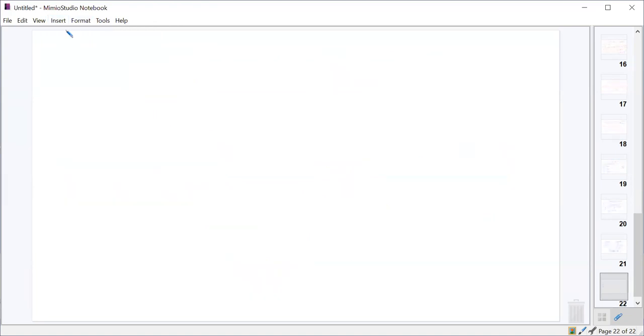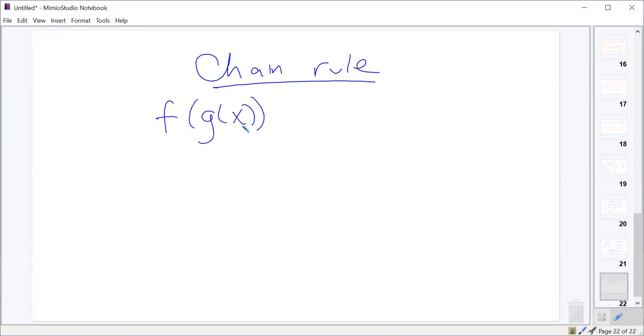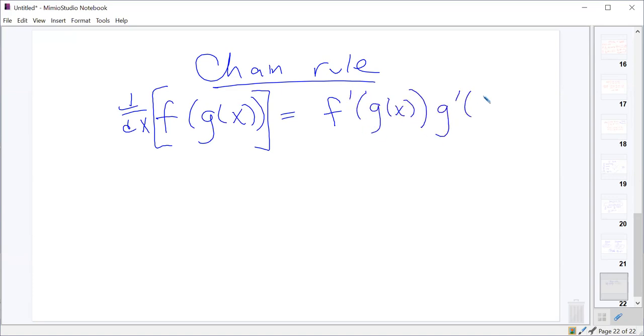Okay, next thing is the chain rule. The majority of the derivatives that you will need to take on the AP test will use the chain rule. The chain rule is for finding the derivative of a composition of two functions, f of g of x. It is helpful to know two different things. One, that the derivative of this is f prime of g of x times g prime of x. So if you see what's the derivative of f of g, know that it's f prime of g times g prime.